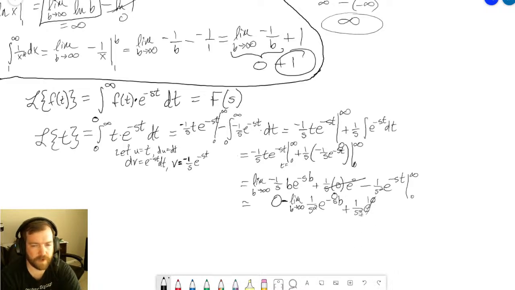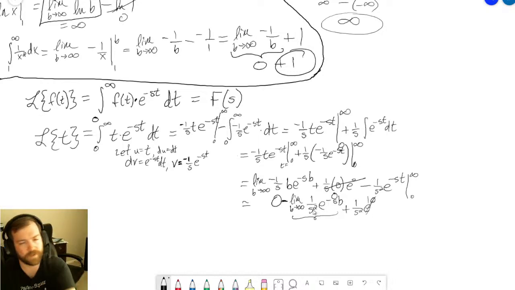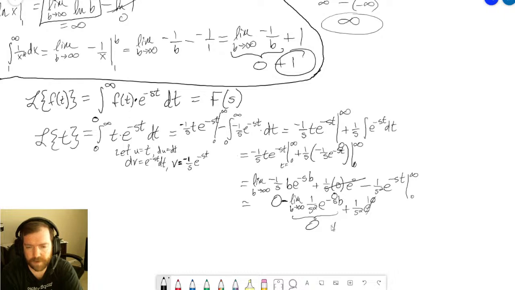And this time we don't have a term out in front that's causing it to be 0. We don't have a t. We just have this constant, 1 over s squared. So again, the exponential is running towards 0 in this particular case. As b goes to infinity, e to the negative sb becomes e to the negative infinity, which causes this to go off to 0. So 0 minus 0 is still 0. 0 plus 1 over s squared is just going to be 1 over s squared.